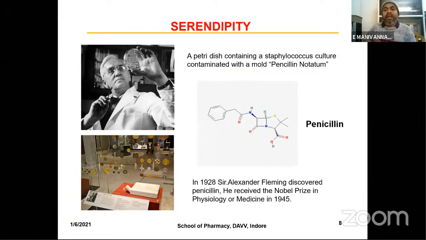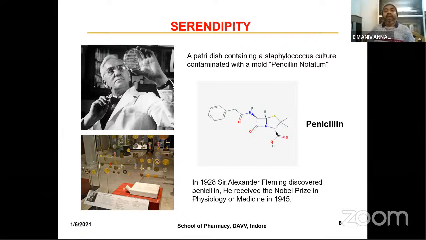There is a green color exudate that comes from the Penicillium notatum mold that kills the bacteria Staphylococcus aureus. So this was identified by Alexander Fleming. Actually, it took a lot of time to understand the observation, what the fungal species was, and how the growth inhibition of Staphylococcus aureus was found.